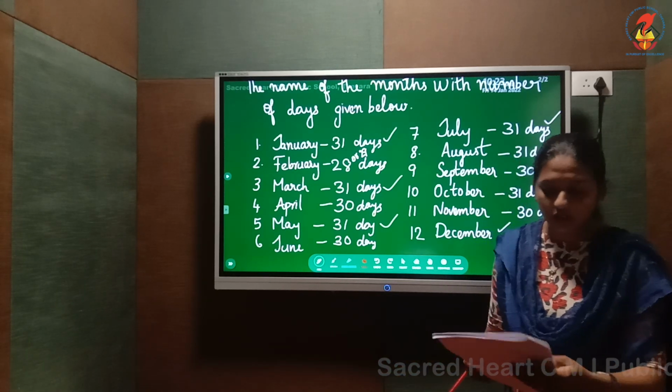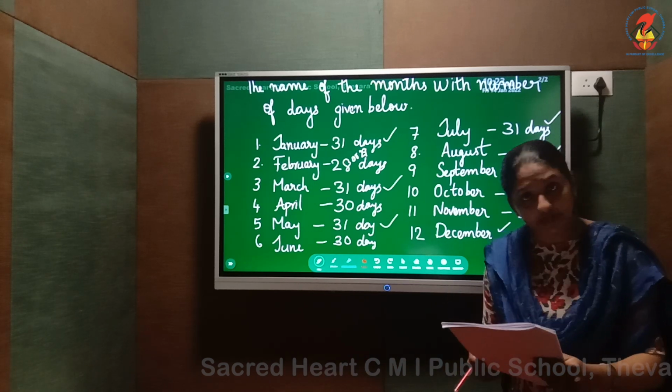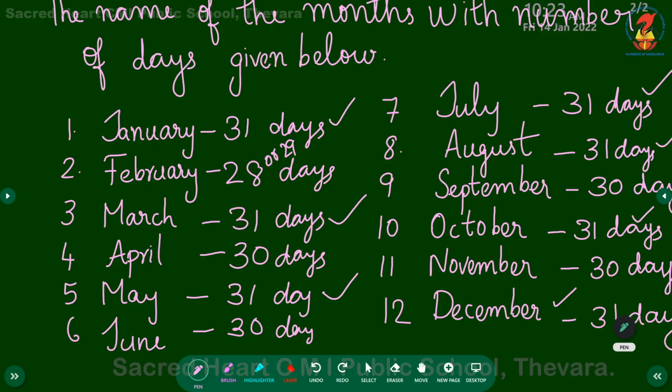The second question: write the names of the months which have 30 days. What are the 30-day months? It's April, June, September and November.